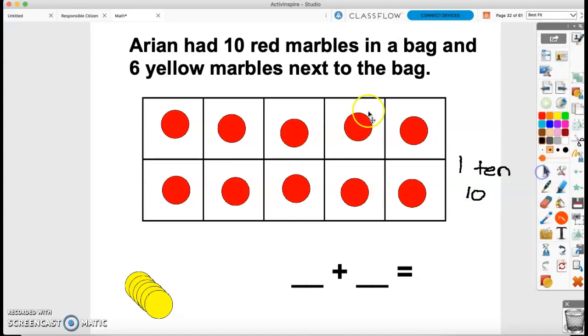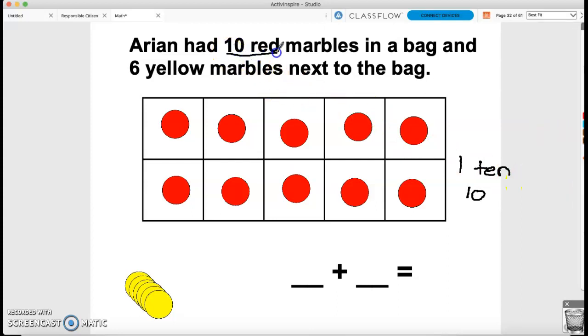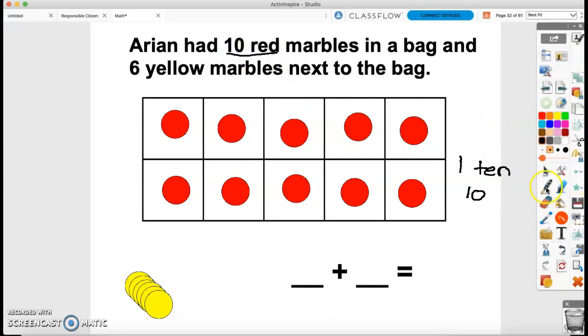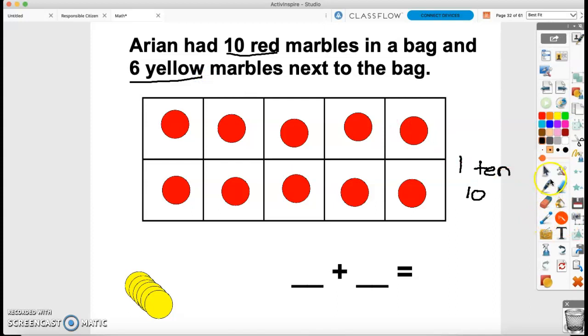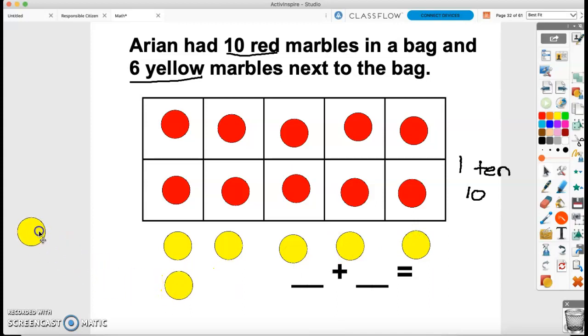So our problem said that he had 10 red marbles in the bag, and he has 6 yellow marbles next to the bag. So I'm going to put out 6 more marbles next to the bag. 1, 2, 3, 4, 5, 6. So 6 more marbles.